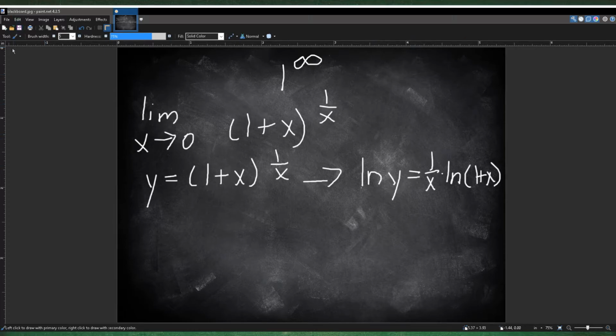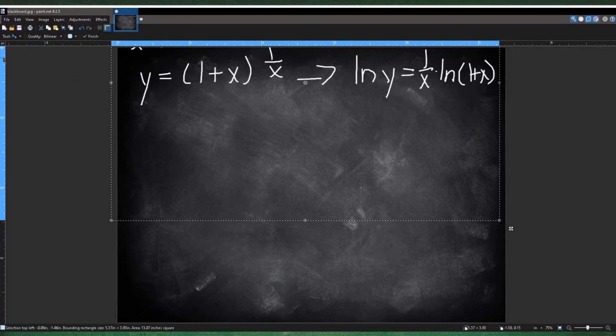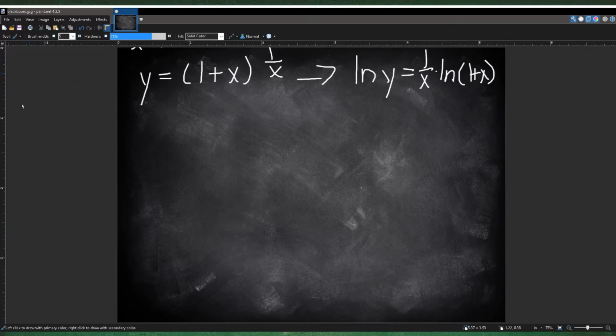So we have this idea. Can I move this up so we actually get room later on? So now we have to find the limit as x approaches 0 of ln of y. So we have to find the limit of 1 over x times ln of 1 plus x. So is that an indeterminate basically?